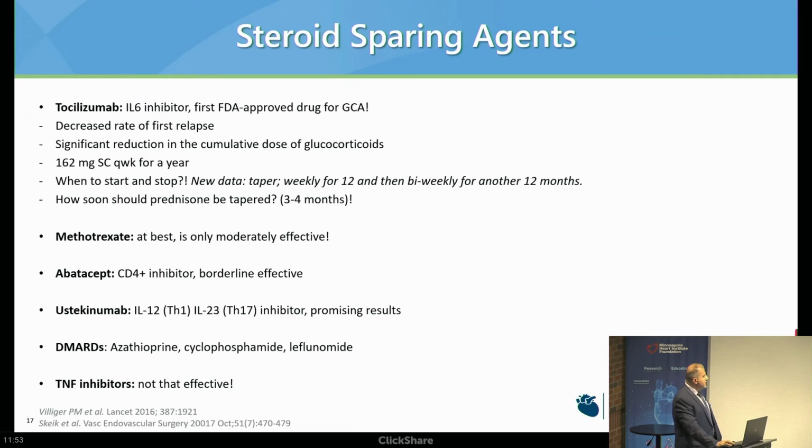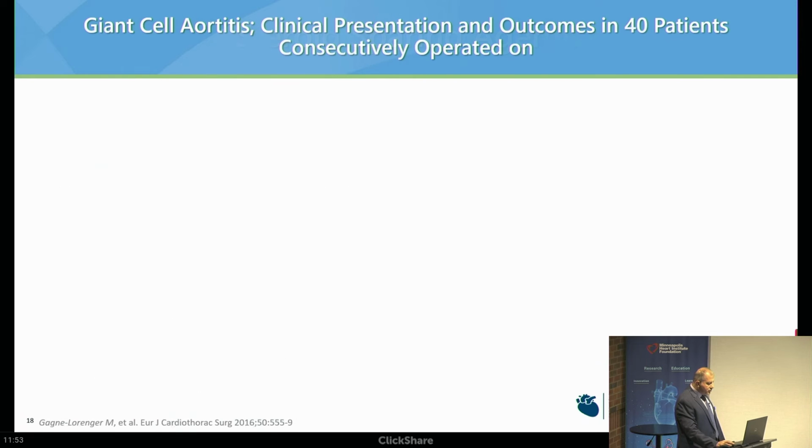There are other medications available in the market, but the one that showed promising results is ustekinumab, an interleukin 12 and 23 inhibitor. We don't use it much in our practice. The main one that I use is subcutaneous tocilizumab every week for a year, and then I taper that down as well.